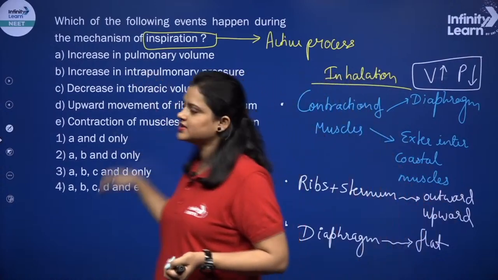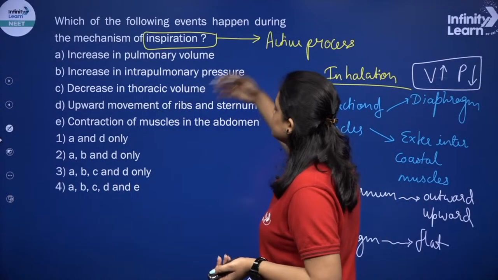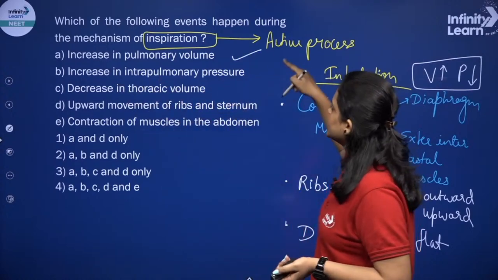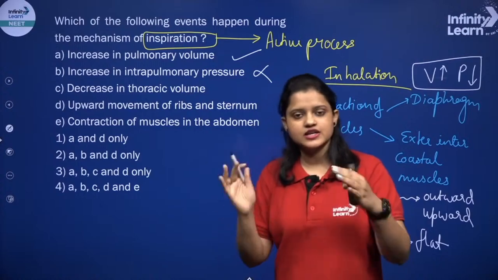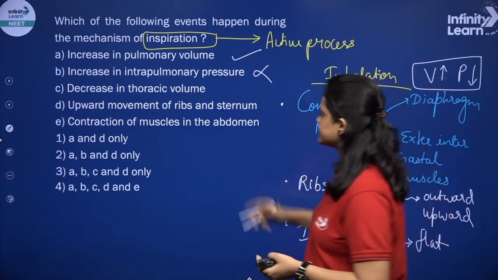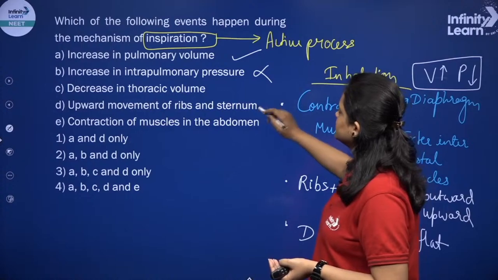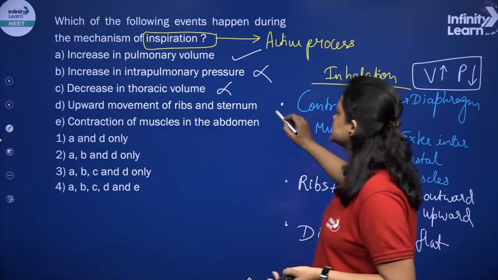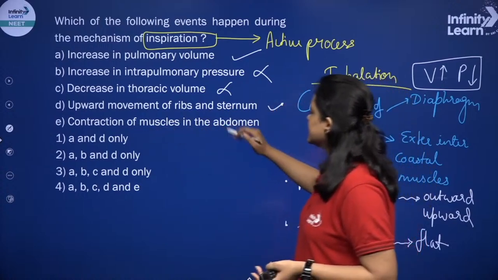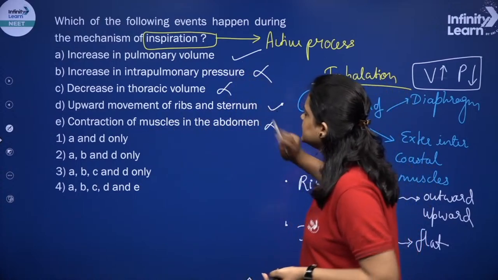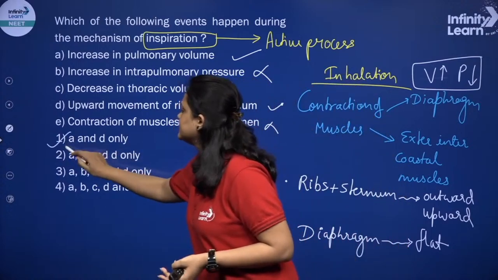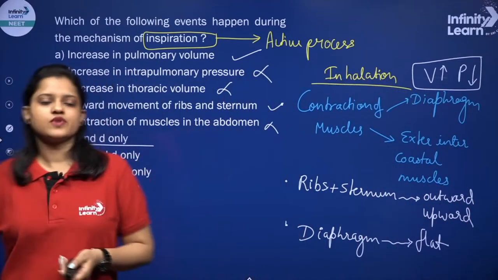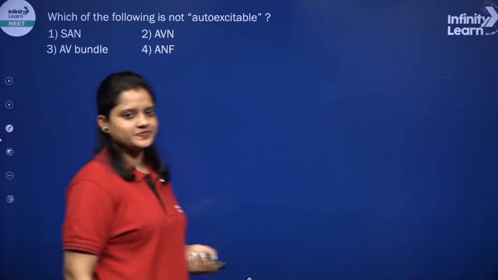Right, now let's see all the statements given here. Increase in pulmonary volume, yes. Increase in intrapulmonary pressure, no, there will be reduction in intrapulmonary pressure, pressure inside your lungs. Decrease in thoracic volume, no, there will be increase in thoracic volume. Upward movement of rib and sternum, yes. Contraction of muscle in the abdomen, no. So A and D are correct. Okay, A and D only will be the correct option for this question. Okay, so look at this question carefully and let's move on to next question.